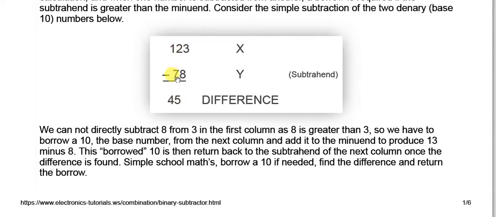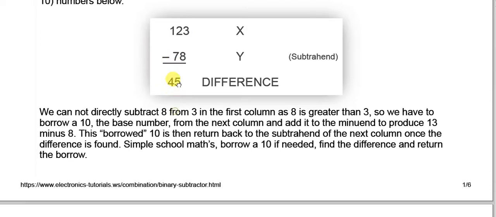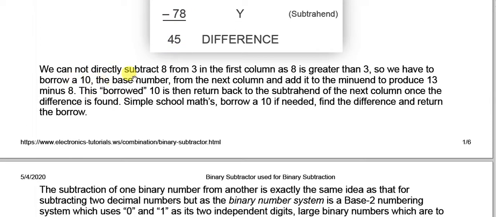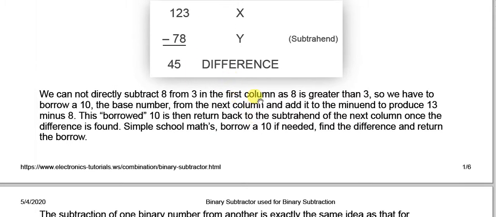We cannot directly subtract 8 from 3 in the first column, as 8 is greater than 3. So we have to borrow a complete base, which is 10, from the next column and add it to the minuend. So that is what I have explained.